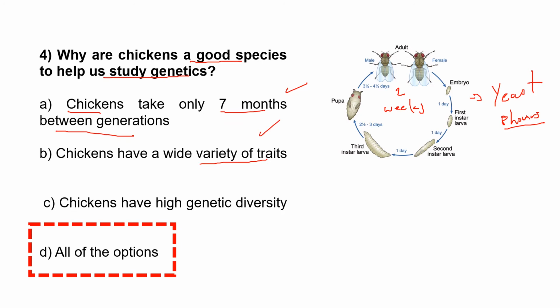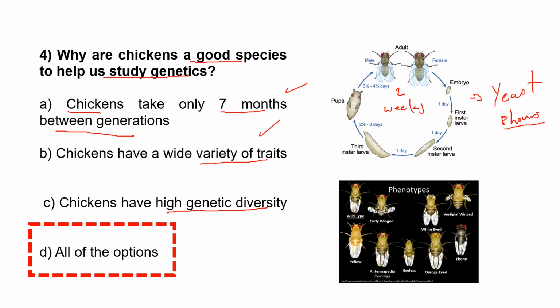So this is a reason why it's a good system to study genetics, because you can study, for example, the coloration of the feathers. So there are many ways to study that, and they have a high genetic diversity. As we studied, this is why it was so interesting for Darwin to study all those. So the answer here will be all these options, D.